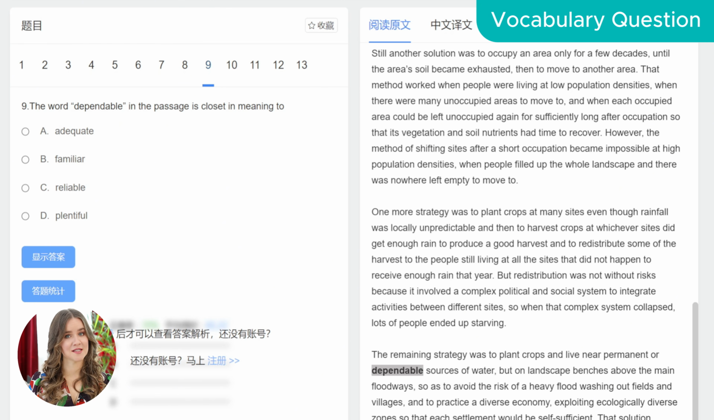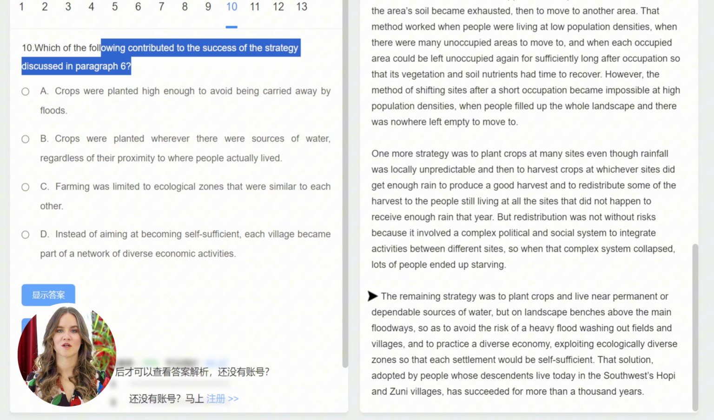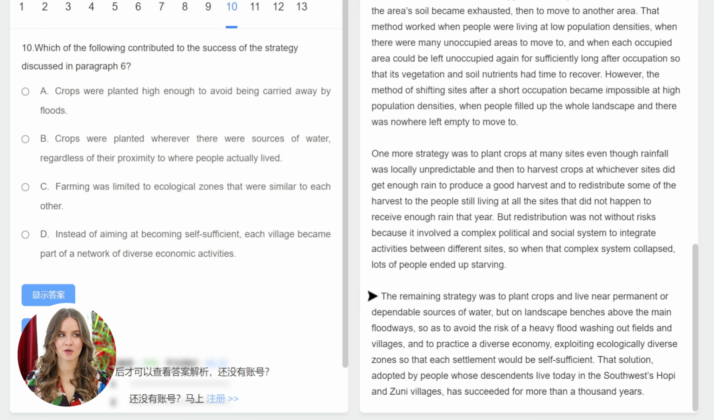To depend on someone means to rely on someone. So C, reliable, is the right answer. Question 10. Which of the following contributed to the success of the strategy discussed in paragraph 6? Simply put, why did the strategy become effective?